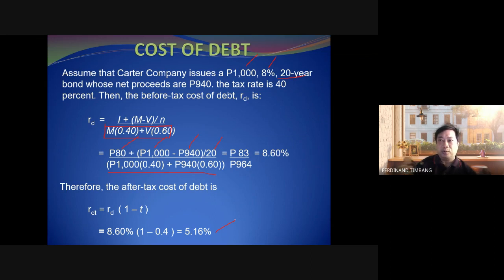So once you compute for the WACC, what we are going to use is of course the cost of debt after tax, not the cost of debt before tax. So take note of that. We are going to use, in computing for the WACC, the cost of debt after tax.